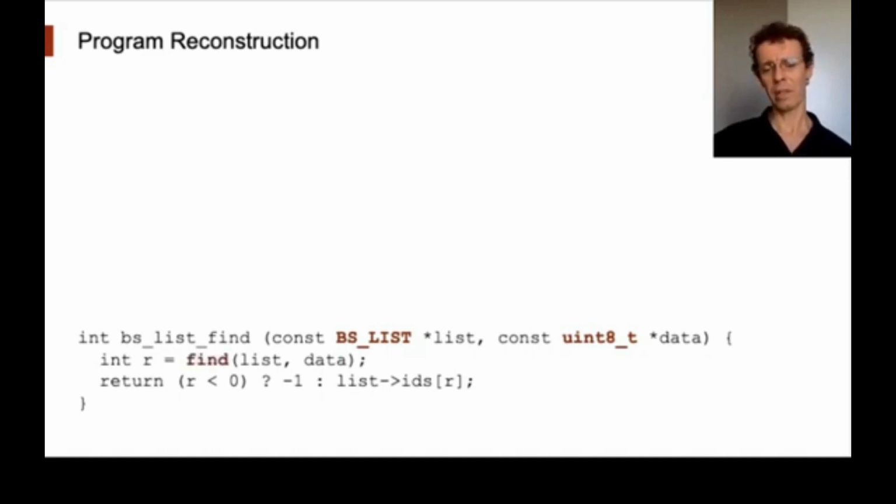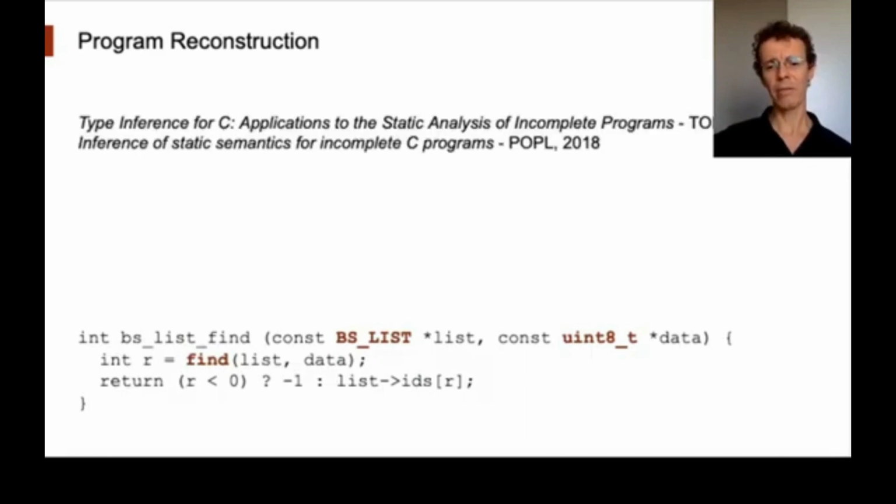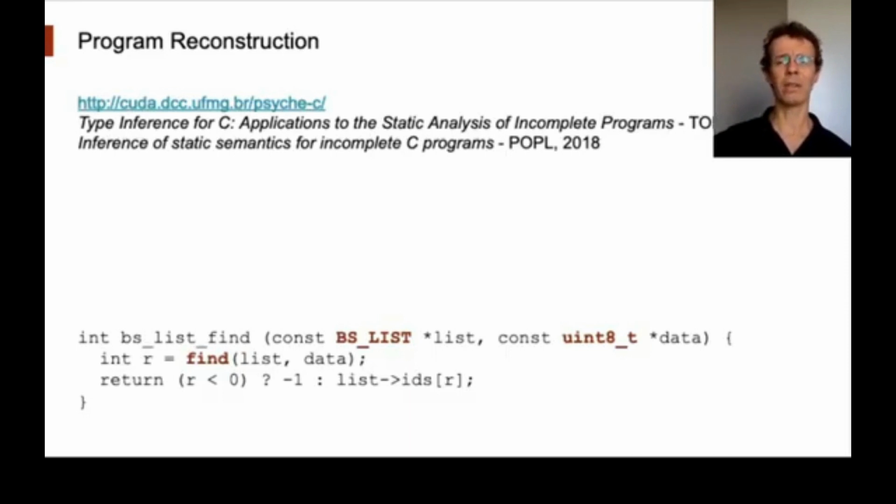Or function find, for instance, we needed a signature, otherwise this program will not compile. To solve all these issues, we have used a type inference engine for C. This technique, type inference for C, has been described in previous work. These are the two key papers. The tool itself, which is called TypeC, is available online. You can input a program and then it will infer all the definitions necessary to ensure that the program compiles.